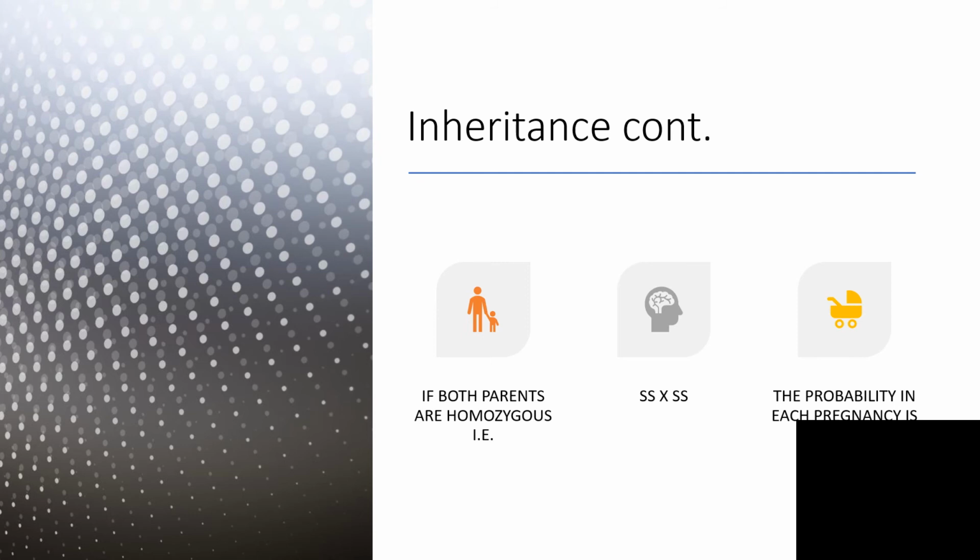If both parents are homozygous, i.e. SS and SS, the probability in each pregnancy is 100% SS, so we don't need to debate that. They must have made up their mind before going into it if they have known ahead of time.